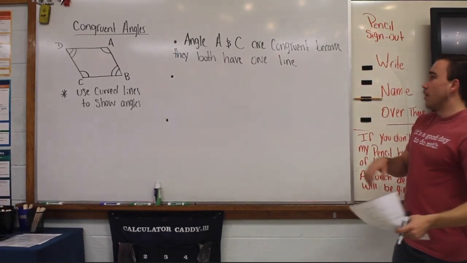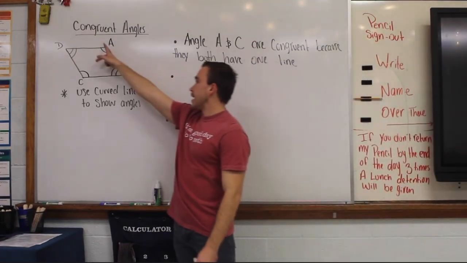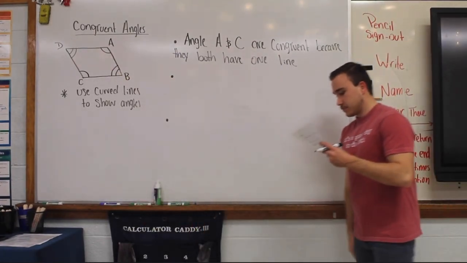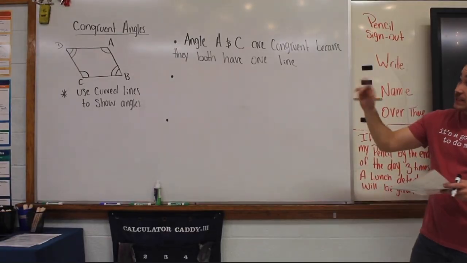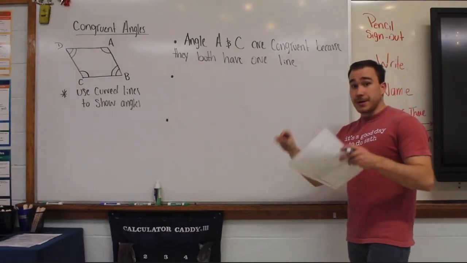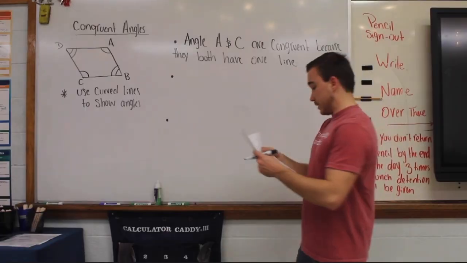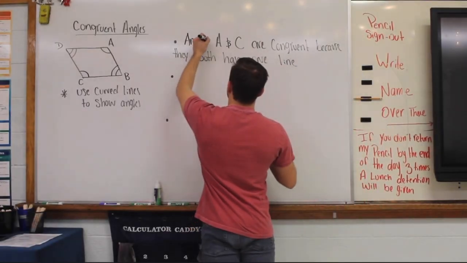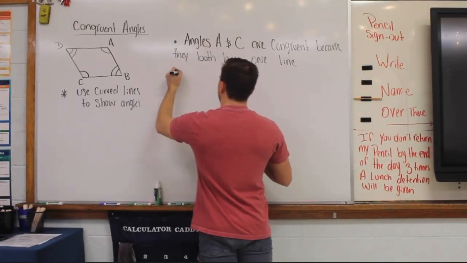Because they both have one line. One curved line at A, one curved line at C. All right, then we can say angles B and D are congruent because they both have two lines. Angles A and C. What was it?